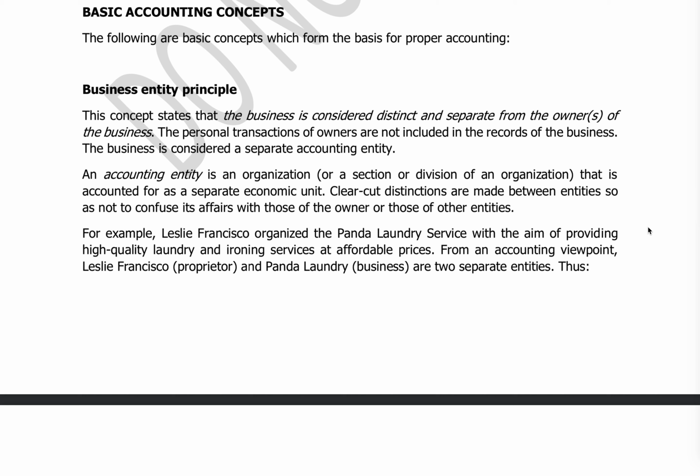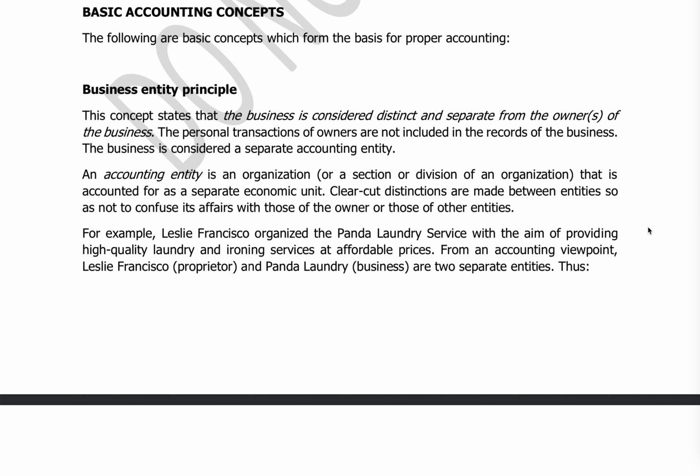Ano pa? Pag may utang si business, yung utang ni business na para sa pagpapatayo ng building niya, para sa pambili ng mga goods niya, utang ni business yan. Pero kung si Mr. Business Owner nangutang kay kumpare ng pambayad ng tuition ng anak niya, iba yan. Huwag mo i-record yan. That is a personal transaction. It should not be included in the records of the business.